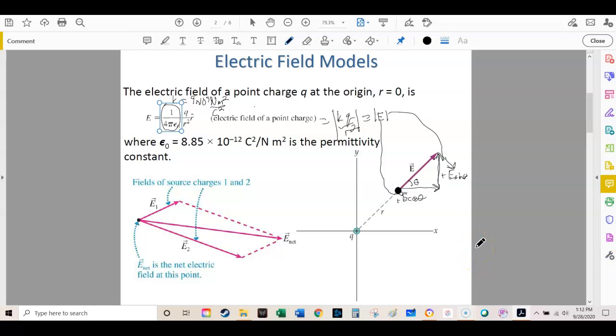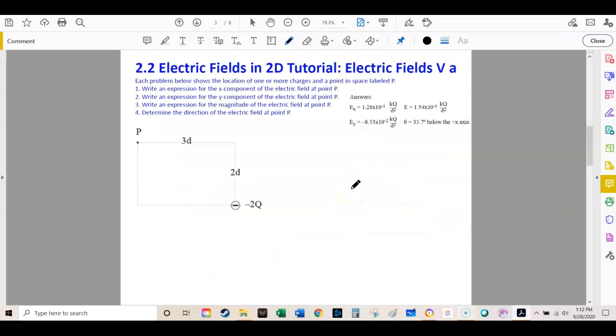Anyways, so that's pretty much what we're going to be concentrating on. And to do that, let's just deal with one electric field problem, basically an electric field vector emanating from a single charge, which is in 2 dimensions. This is a classic type of problem, and it's also in your 2.2 electric fields 2D tutorial. I'm going to do the very first one, the top left slide, part A, also known as electric fields 5.